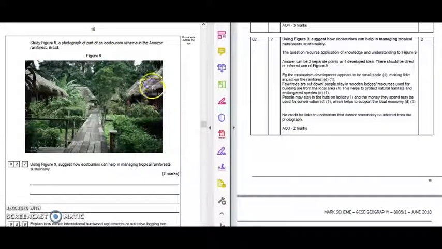Well, it looks like we've got how many? About 1, 2, 3, 4, 5 different huts. So we can say there's 5 huts, which is a very small resort. That can get you the first point, therefore, which means making little impact on the rainforest or the environment.